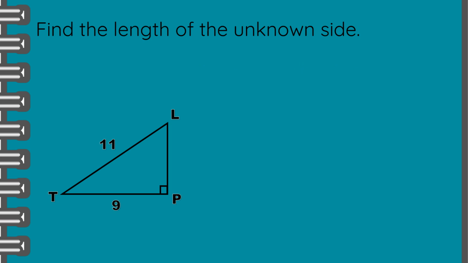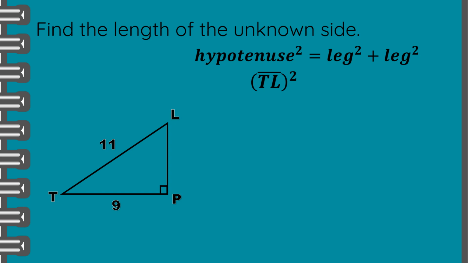This time, we solve for the length of segment LP in right triangle LPT given the length of the hypotenuse, which is 11 units long, and the length of one of its legs, which is 9 units long. By Pythagorean theorem, we have the square of the hypotenuse is equal to the sum of the squares of the two legs. The hypotenuse in the figure is segment TL, and the two legs are segments LP and TP. We then have the square of segment TL, the hypotenuse, is equal to the sum of the squares of the two legs, which are segment LP and segment TP.